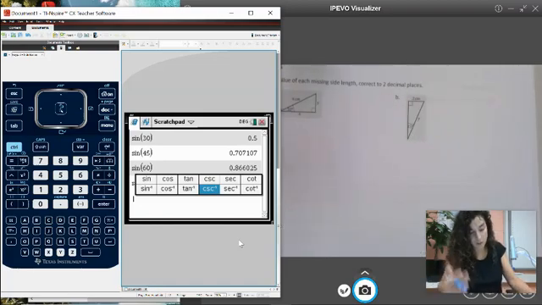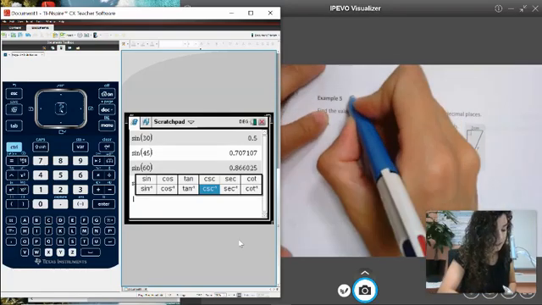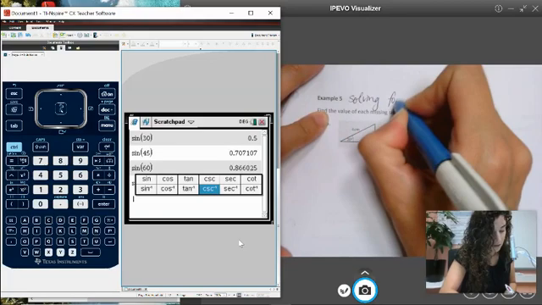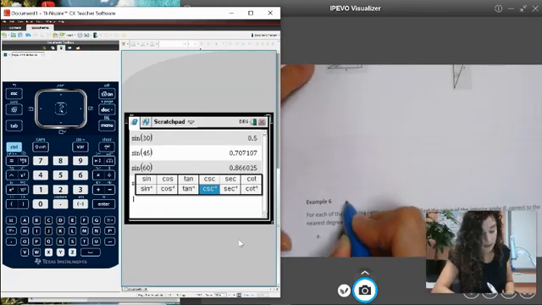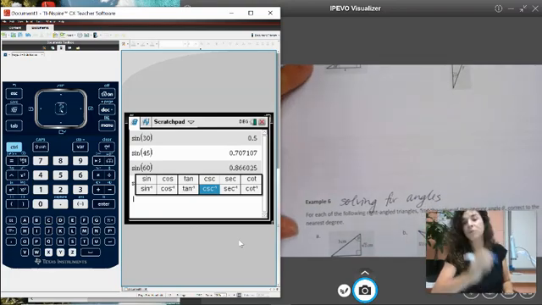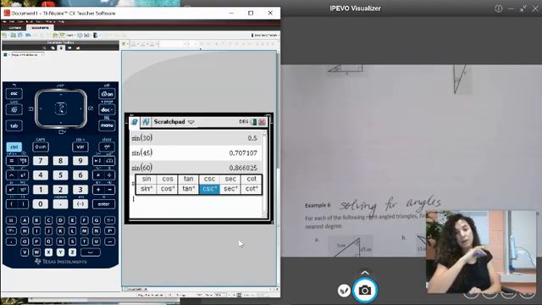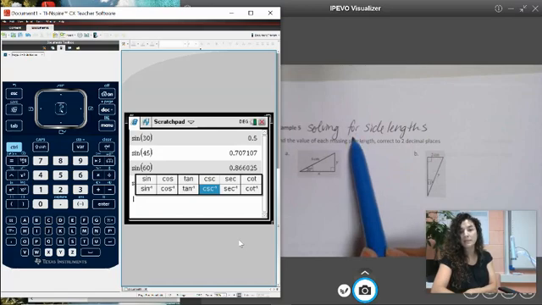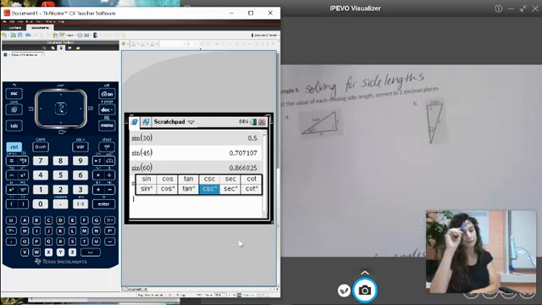Okay, so why do we learn this? We learn it for example 5, which is solving for side lengths, and for example 6, which is solving for angles. Again, I will say this to you a million times: remember, this is only for right triangles. If you look later in our notes, we're going to be talking about non-right triangles, but for right now, we're only talking about right triangles. That means SOHCAHTOA can only be applied to right triangles. So this is solving for missing side lengths and missing angles in right triangles.